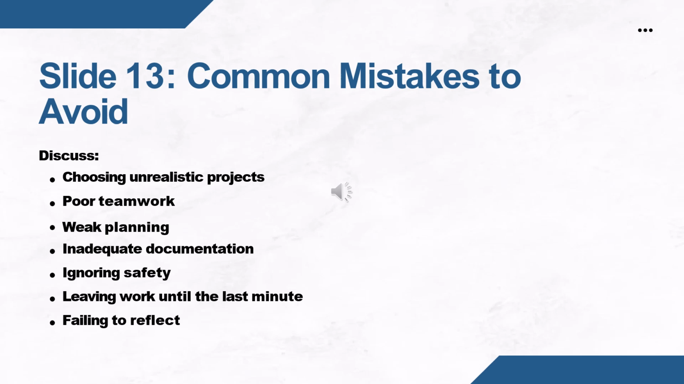Weak planning can also lead to problems. A good project requires clear objectives, a realistic timeline, and well-organized activities before the implementation begins. Learners should also avoid inadequate documentation. Without photos, attendance records, activity logs, and reflection, it becomes difficult to demonstrate what was achieved and the impact of the project. Ignoring safety is another serious mistake. Every activity should be carried out safely, responsibly, and with respect for the well-being of everyone involved.